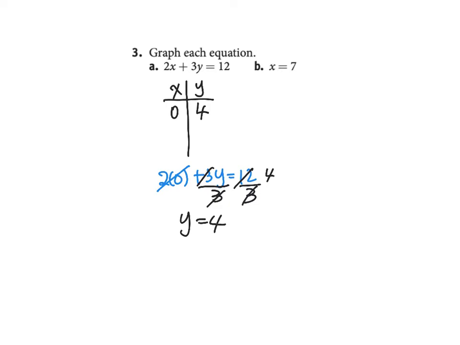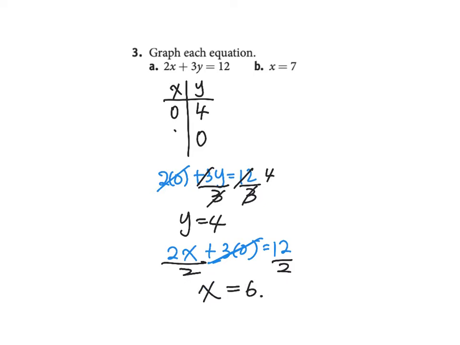So there you go. You have 0, 4 as one coordinate point, and I want you to try the other one when y is 0. So I'm going to plug 0 in for y and solve for x. So this will be simplified, will be 0, and divide by 2 and 2, x equals 6. So when x is 6, y is 0.